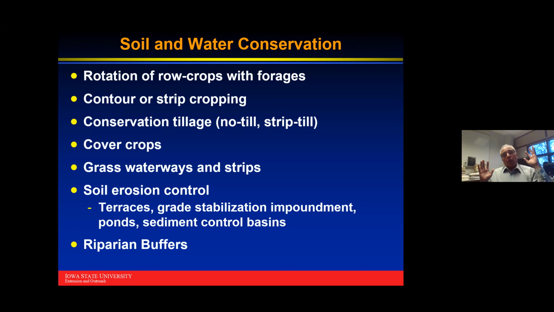Now, there are all kinds of conservation practices that affect the phosphorus loss, the amount of total P loss, and also the proportion of dissolved P versus the total. And I'm not going to refer to many of these, but these are several things that we know are useful in terms of reducing phosphorus loss, okay?